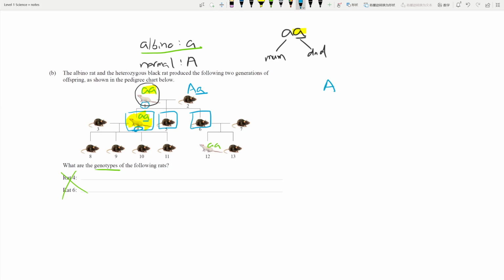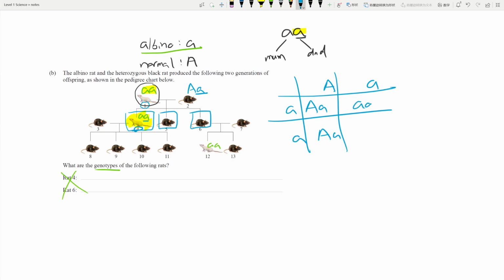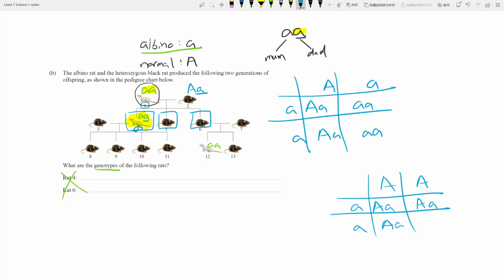So let's do the Punnett square. If we know it's a capital A, small a, then you can see that this is going to be a heterozygous, homozygous recessive, and that explains it. And then you can even prove it. If I do big A, small a, you can see that there's absolutely no chance that you get an albino rat in the outcome.